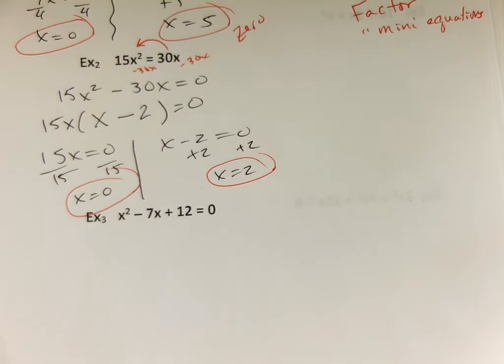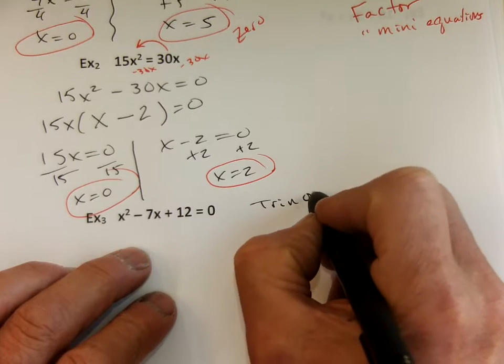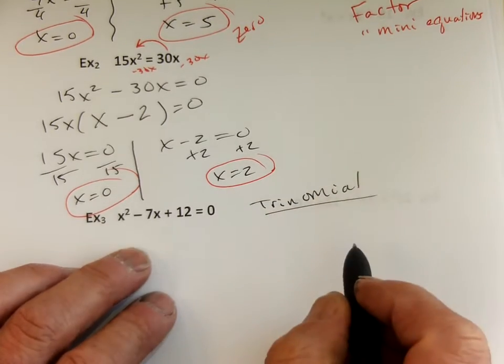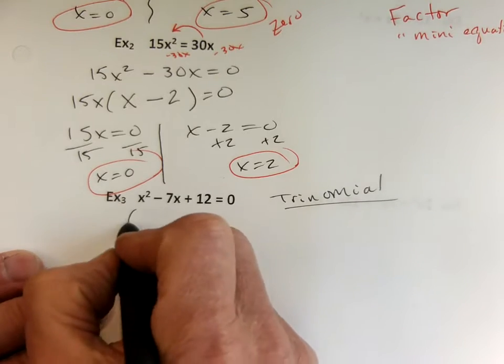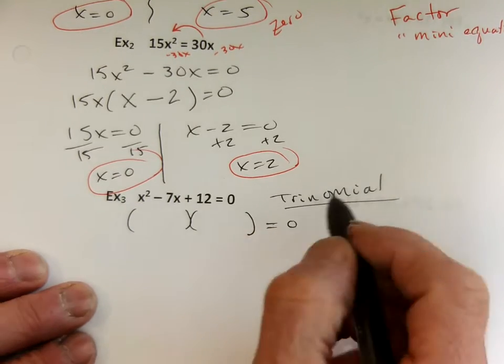Now, example 3, while these guys are leaving. Example 3 is a trinomial. It's what we did yesterday. So we're going to factor this differently. We're going to factor it like we did yesterday. Parentheses, parentheses equals 0, okay? This is what we did yesterday.